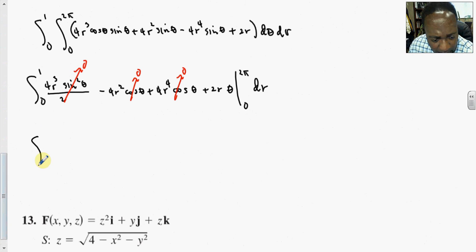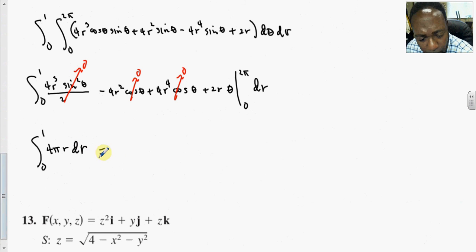So what we have left is the integral from 0 to 1 of this 2r times theta. Theta is 2 pi. So that's 4 pi r, 4 pi r dr. Integrate with respect to r. We get 4 pi r squared all over 2, evaluated from 0 to 1. That just gives us, here we get 2, r is 1, so it just gives us 2 pi.